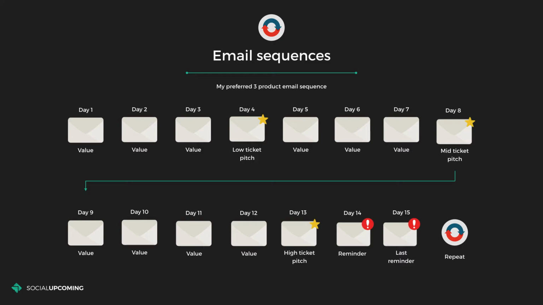So this is an example of my preferred 3-product email sequence with a low ticket, mid ticket, and high ticket. Let's take a look at what the numbers could be. Let's say that we would send 1,000 people through the sequence. The low ticket product would be $9.